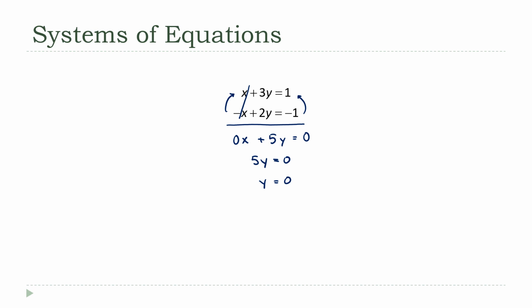So to find the second half, I'm going to take this value and substitute it back into either of the other two equations. It isn't going to matter. You will get the same answer no matter which one you pick. I'm going to put it into the first one. So I'll start with x plus 3y equals 1, and we'll put 0 in here for y. x plus 3 times 0 equals 1. 3 times 0 is 0, so this is just x equals 1. And there's my other half.